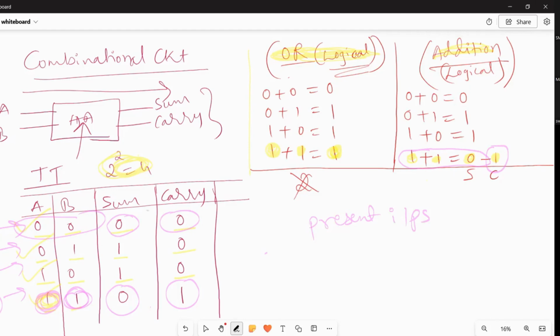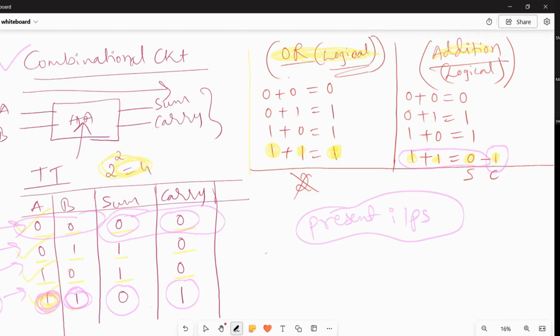See, sum and carry are what? Outputs. Output depends on present inputs only. Present inputs only. Here, this is a combination circuit.